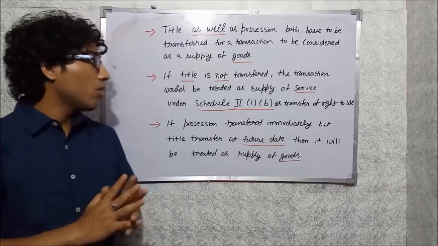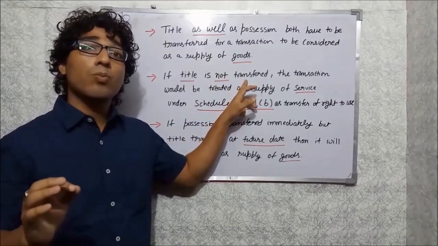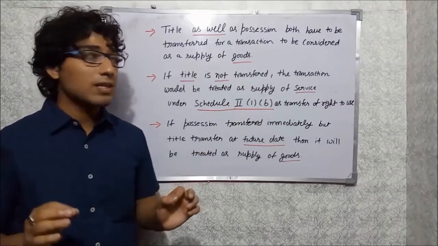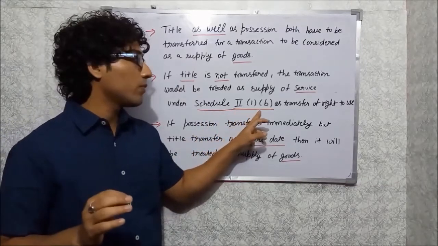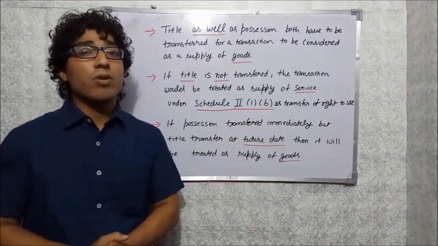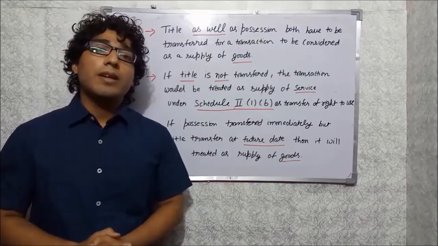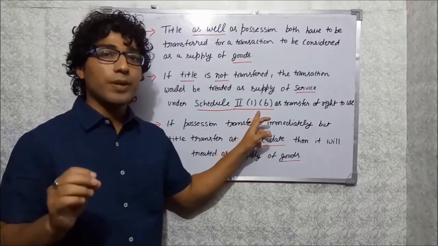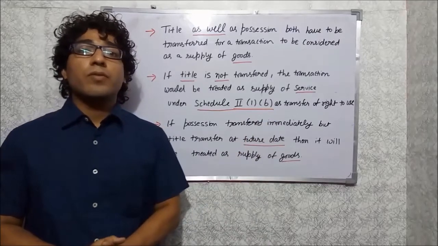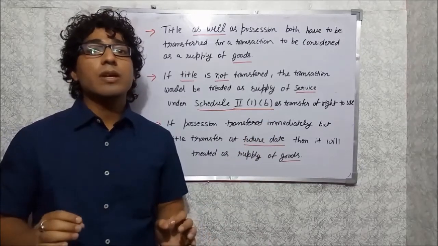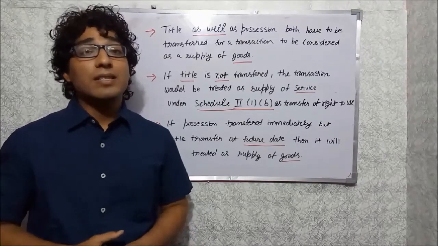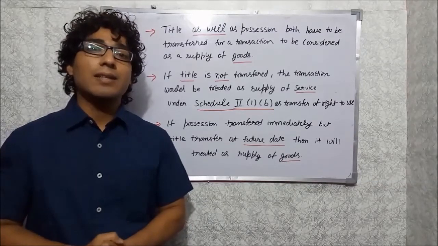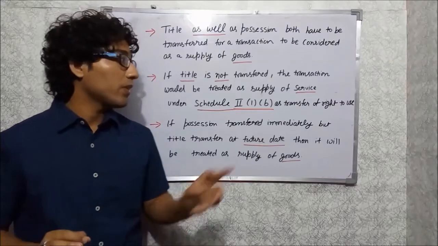But in a situation where the title is not transferred but the possession is transferred, then this will be treated as a supply of services under Schedule 2 Clause 1 Clause B, as the transfer of right to use. Suppose the title is not transferred but the goods are in the possession of the recipient, so it will be treated as the right to use the goods and as a supply of services under Schedule 2.